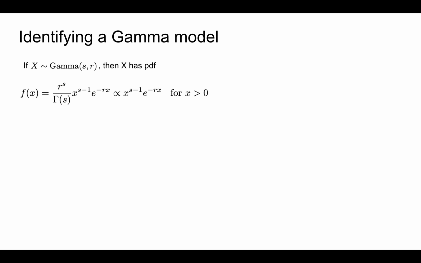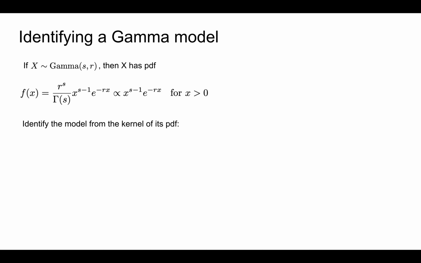As such, we don't have to carry around the normalizing constant. We can simply note that f of x is proportional to its kernel. This makes it easier to manipulate the PDF and to identify a gamma model from a given PDF. Let's do that here.